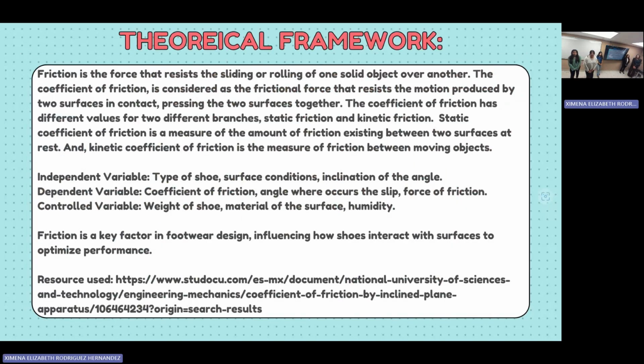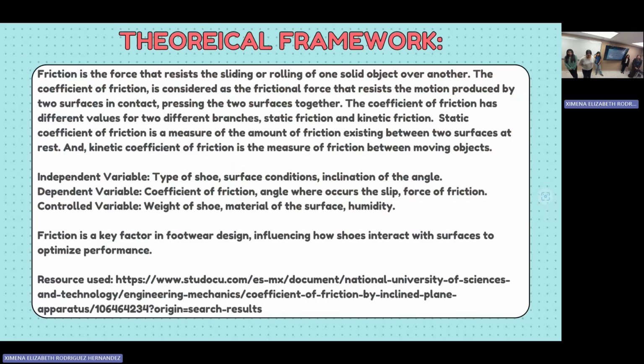Theoretical framework. Friction is a force that resists the sliding or rolling of a solid object over another. The coefficient of friction is considered as the frictional force that resists the motion produced by two surfaces in contact, pressing the two surfaces together. The coefficient of friction has different values for different branches, static friction and kinetic friction. Static coefficient of friction is a measure of the amount of friction existing between two surfaces at rest. And kinetic friction is a measure of friction between moving objects.